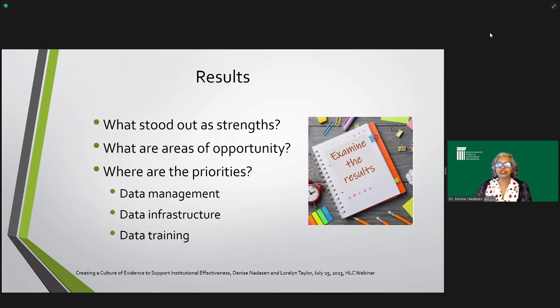One of the recommendations I would make, as you're looking at results, is to identify them in 3 areas: data management, the data infrastructure, and the data training. The results of the survey may indicate to you what some of the barriers are in your data literate culture.